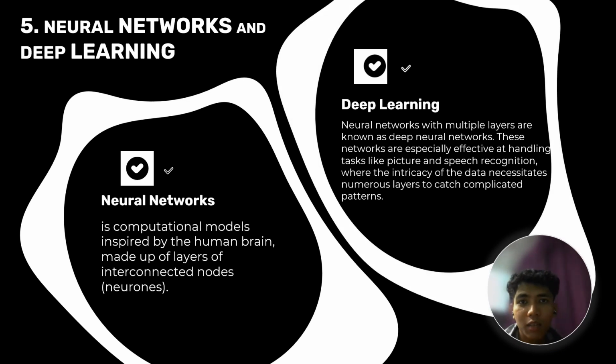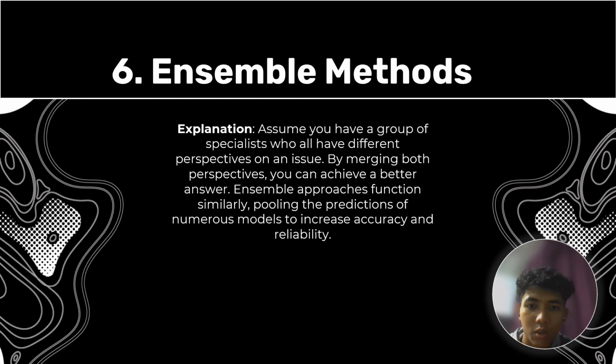Neural networks are models with layers of interconnected nodes. Deep learning is a type of neural network with many layers, allowing for more complex pattern recognition. So, ensemble methods. Explanation: assume you have a group of specialists who all have different perspectives on an issue. By merging their perspectives, you can achieve a better answer.